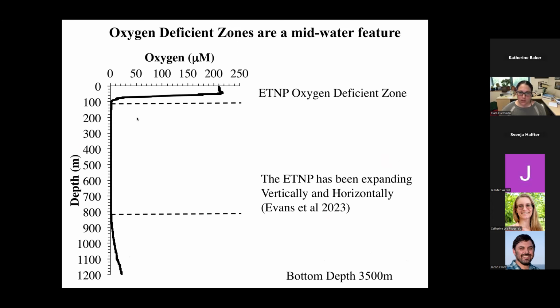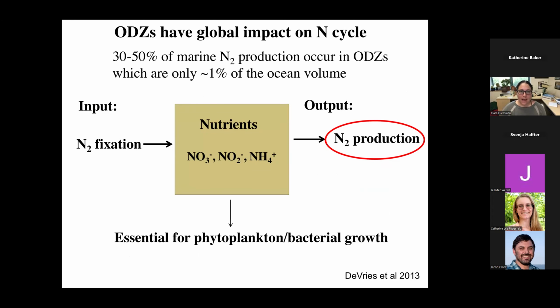So here is the oxygen profile. You can see the dashed lines are the top and bottom of the oxygen deficient zone, and that oxygen increases again at depth. So the ETNP oxygen deficient zone has been expanding both vertically and horizontally. So why does that matter? It matters because oxygen deficient zones have a global impact on the nitrogen cycle.